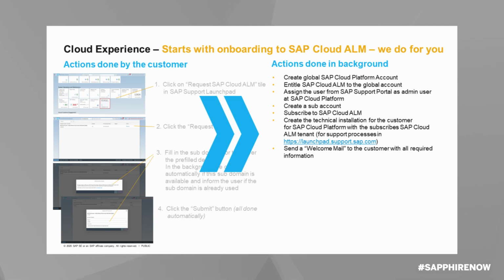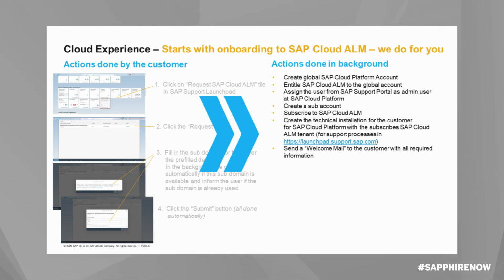That's all. All the rest is done by us, which means there are a lot of actions now in the background. We create the platform account, we entitle you to use the Cloud ALM solution in the global account, we assign the user from the SAP portal as an admin user to you, and we create sub-accounts. We do all the actions which you can read down here, and we send you a welcome email so that you can log on. And guess what? All that takes about 10 minutes.